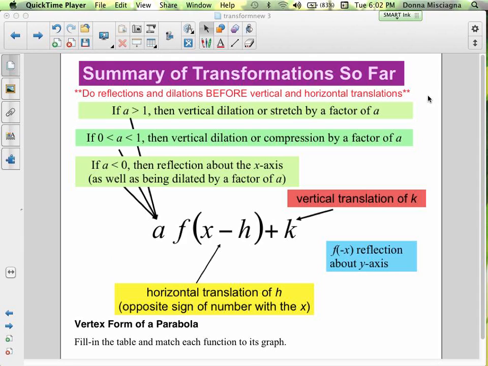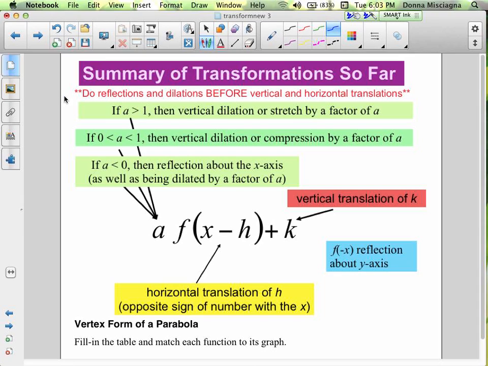Right, so let's review the summary of transformations. First of all, you must do reflections and dilations before vertical and horizontal translations. It's essentially PEMDAS, right? We multiply and divide before we add and subtract. So this has to be first.